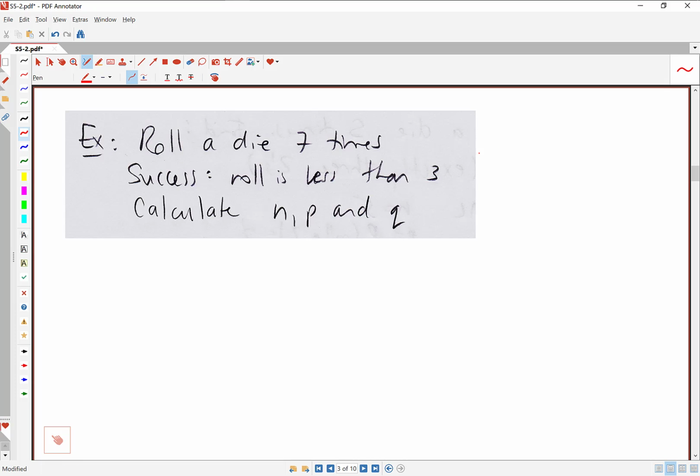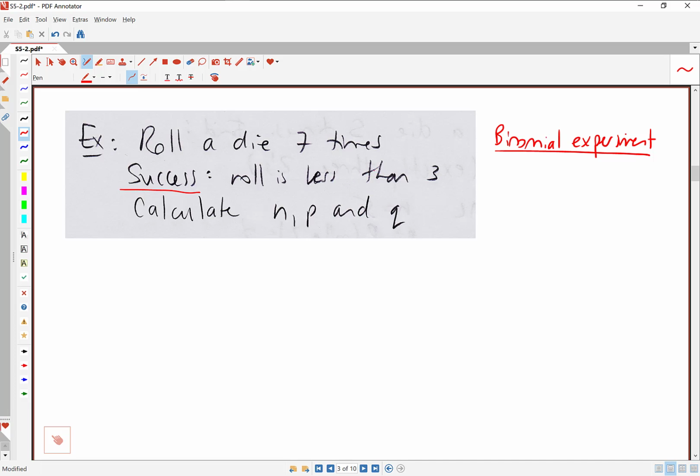All right, so this is an example of a binomial experiment. A binomial experiment is where you do something over and over and over again. In this case, it's rolling the die repeatedly. And each trial, so each time you roll the die, one of 2 things can happen. You can have a success where your roll is less than 3, or you can have a failure where your roll is 3 or greater.